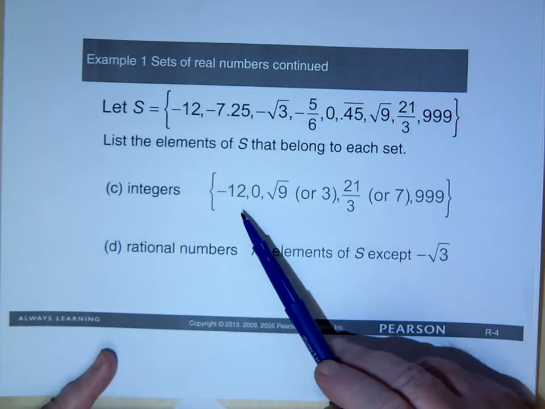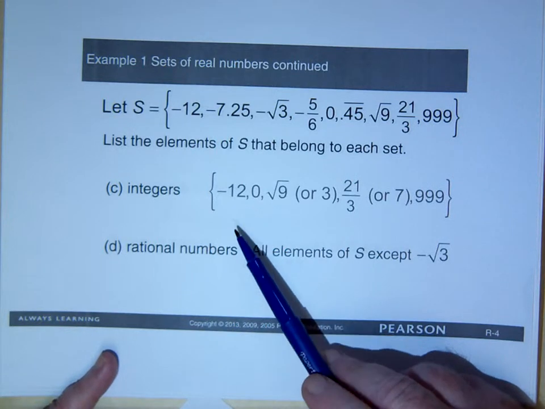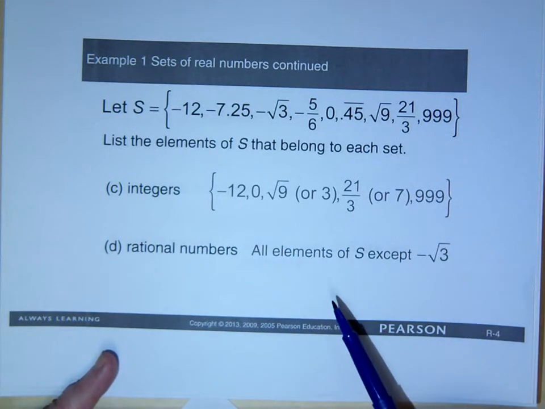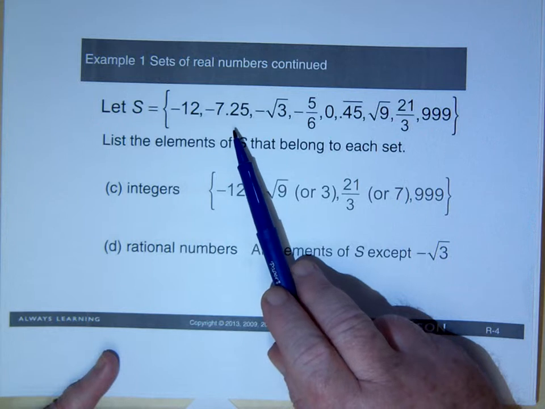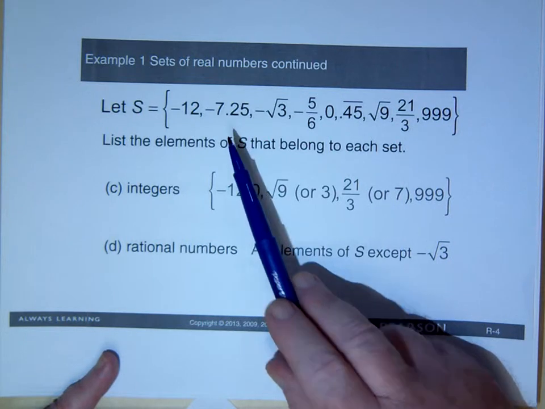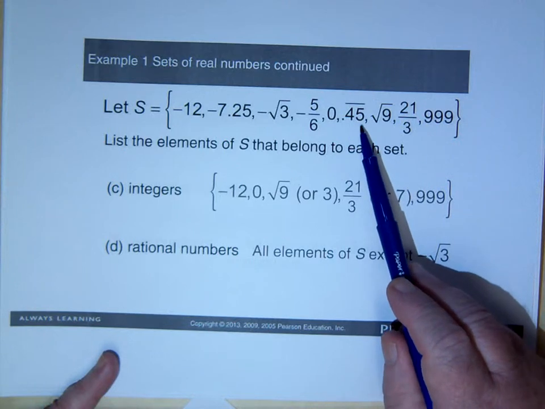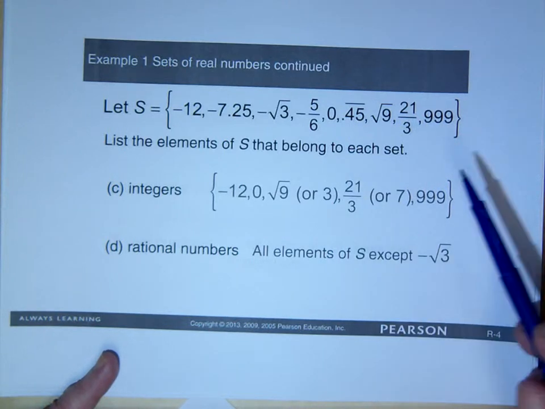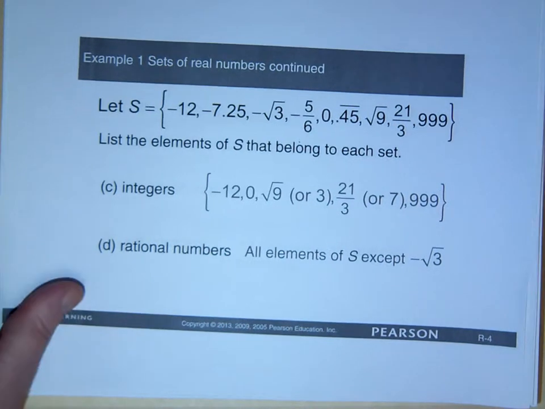For integers, we'll add the negative 12, the only negative integer that wasn't listed before. Rational numbers are any of these numbers. When we add minus 7.25, it is a terminating decimal. When we add 0.45, it is a repeating decimal. And when we add negative 5 over 6, it is the ratio of integers.